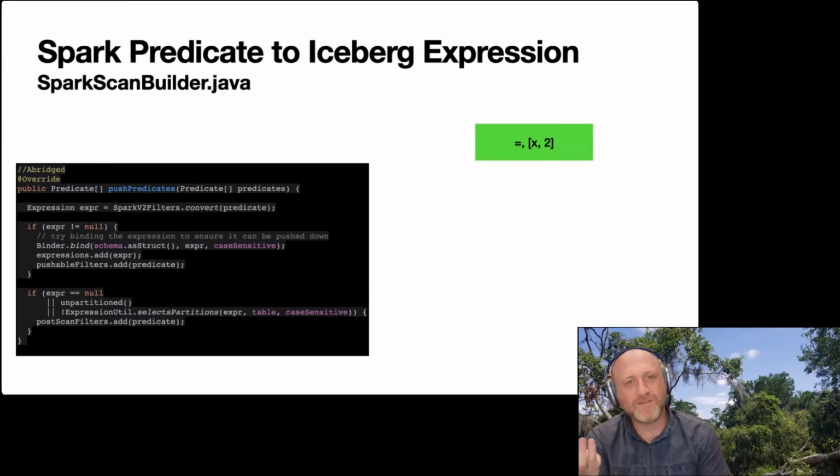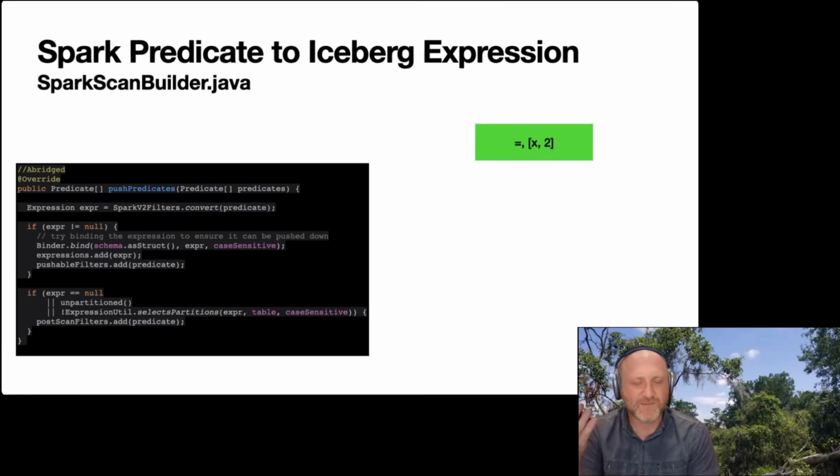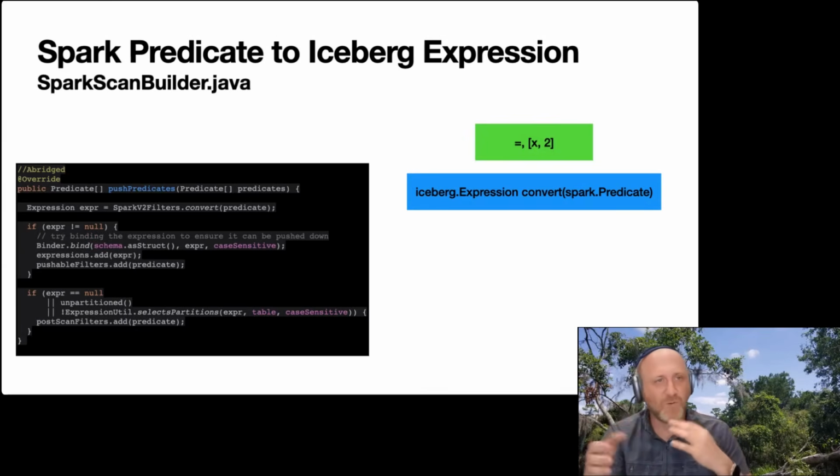But the important thing to know here is that, with this input, we need to know what we can push down. So the first thing we do is convert these from the data source v2 expression language inside of Spark into the Iceberg expression language. That's our convert function, that first line there, Spark v2 filters.convert. The important thing to know here is that the input is a Spark class and the output is an Iceberg class. So our conversion happens there. We basically have a one-to-one mapping.